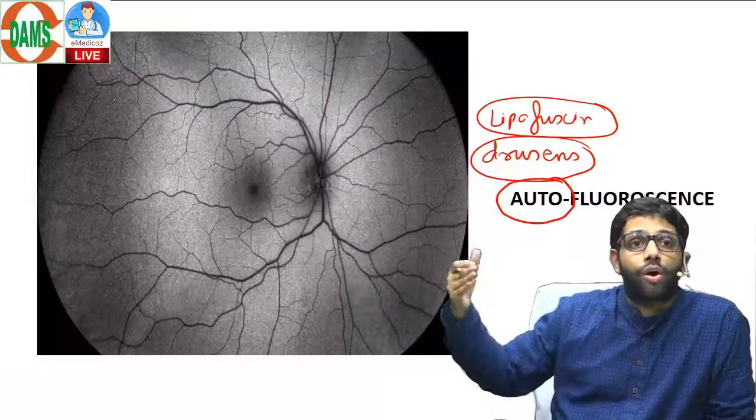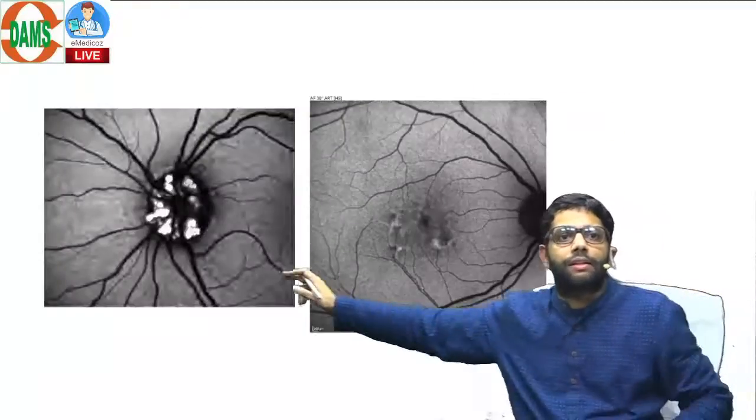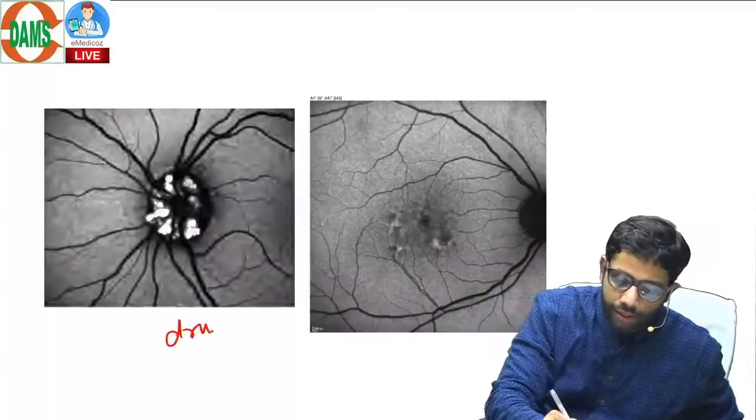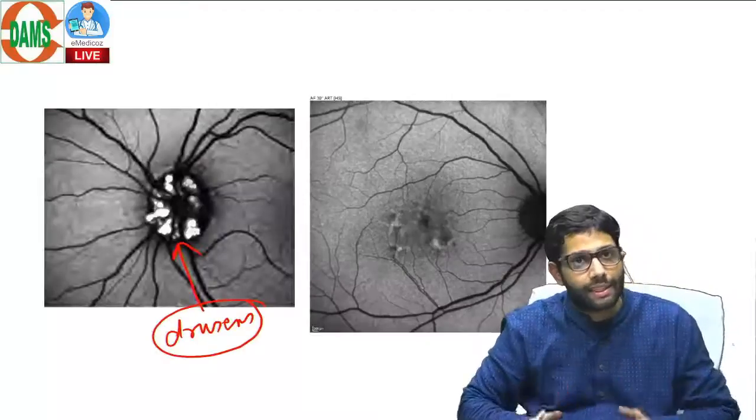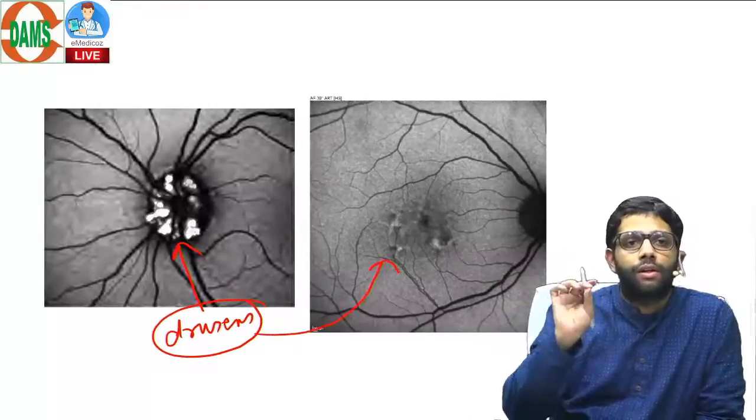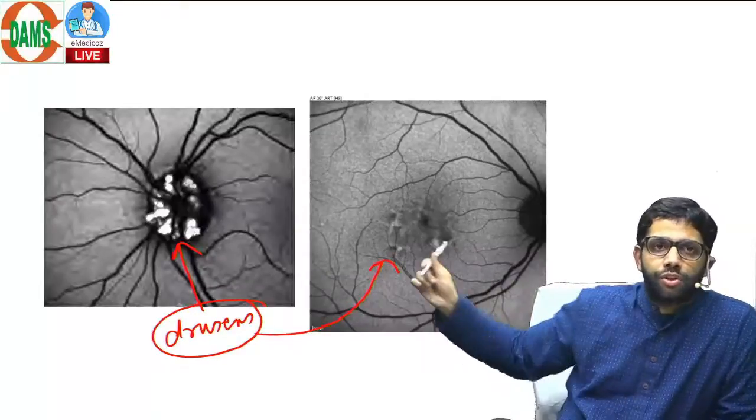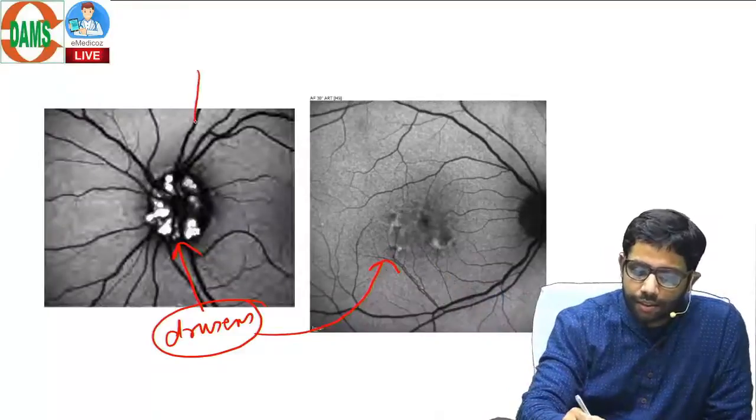This is also an autofluorescence example I am telling you. For example, these are drusen. These white dots are drusen, which you see in ARMD. They can be seen on the optic disc as well, optic disc drusen, and of course in ARMD, age-related macular degeneration, you saw drusen deposition in the macula. See, the vessels are dark.